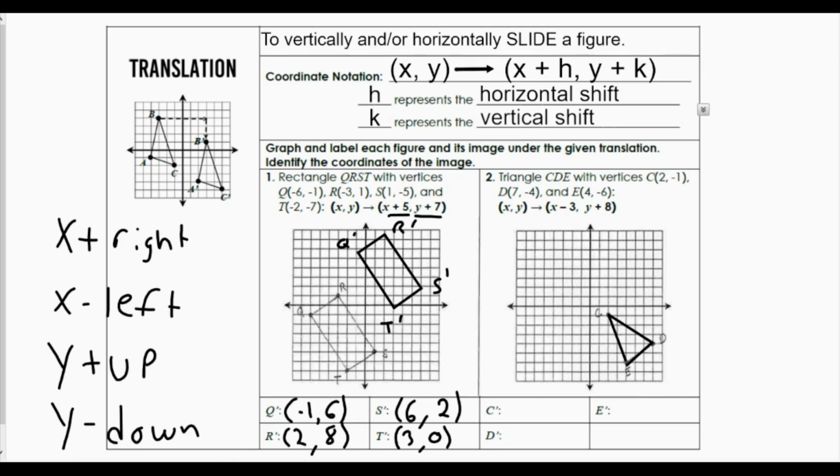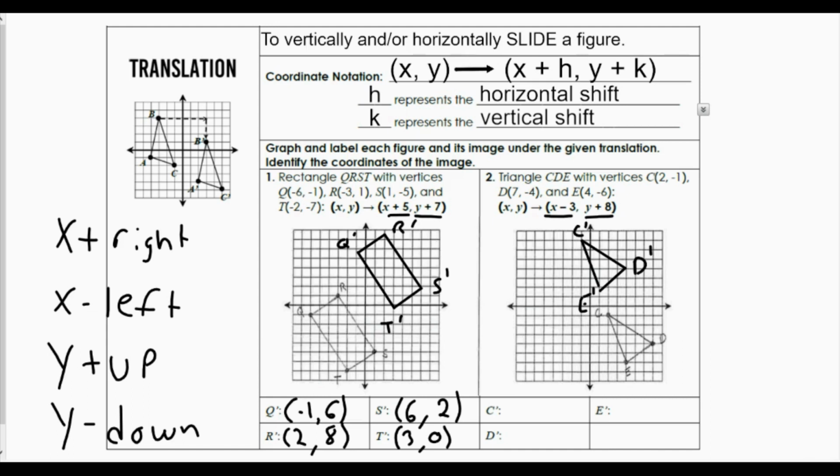I want to move it -3 from x, so that means left 3, and y plus 8, so that means up 8. So again, I'll take each coordinate, I'll count left 3 and up 8. So if we do that, 3 to the left and up 8. Now labeling this would be E prime, D prime, and C prime.